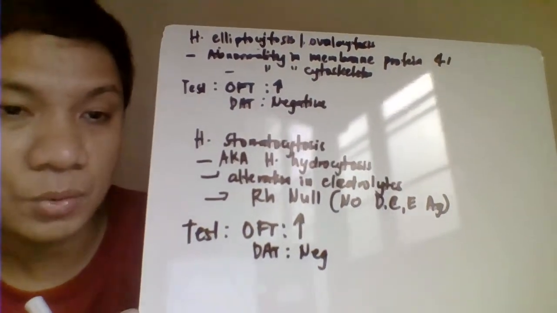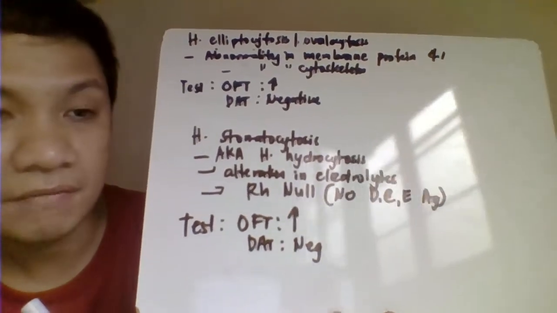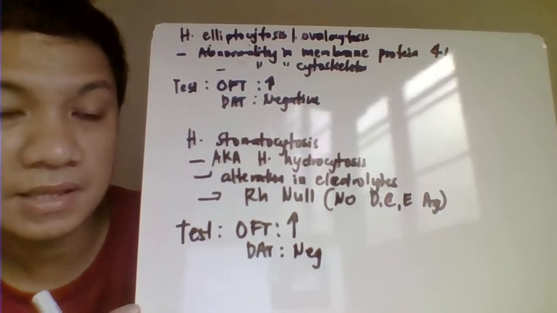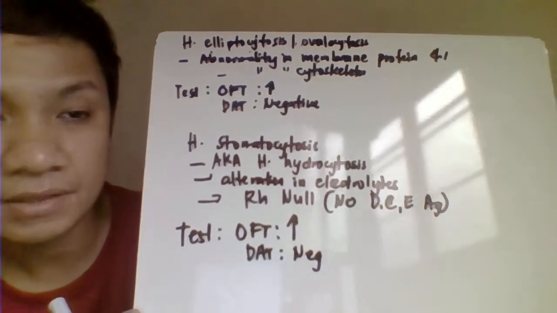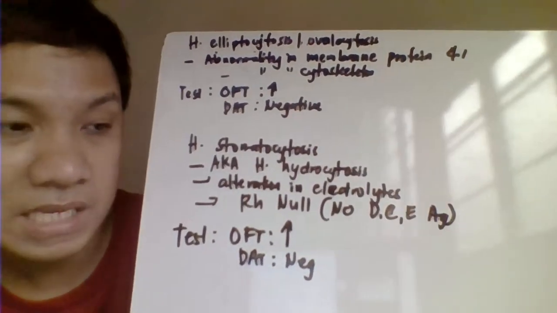Hereditary stomatocytosis, or the presence of your mouth cells. The other name for that is hydrocytosis. That is basically a problem related to an imbalance in your electrolytes, sodium and potassium. So that is what we've discussed about your mouth cells, the stomatocytes.